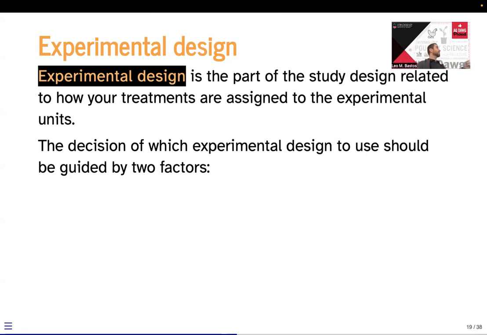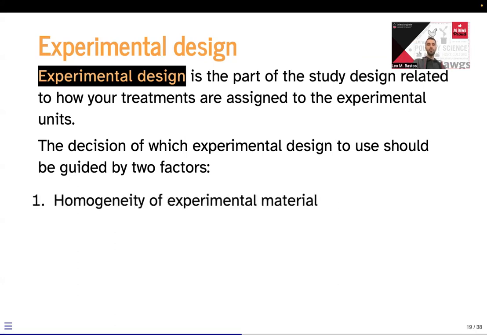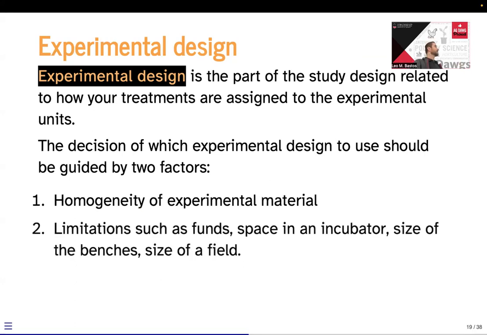Experimental unit is also a very important concept we're going to be talking about soon. So the experimental design sets how we randomize treatments to plots or whatever. And really, we decide on what we should use based on two main factors. One of them is, again, the homogeneity of the experimental design. The second one is limitations.